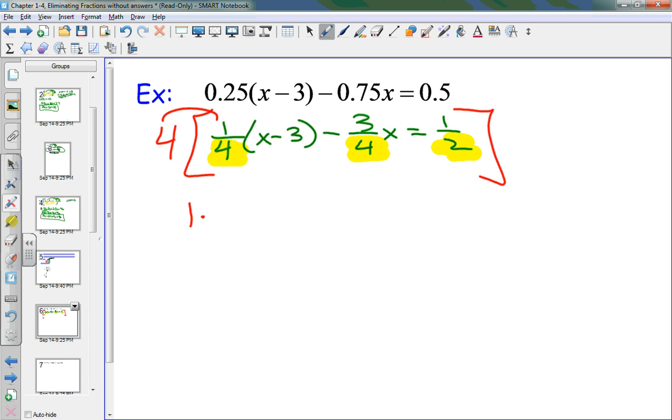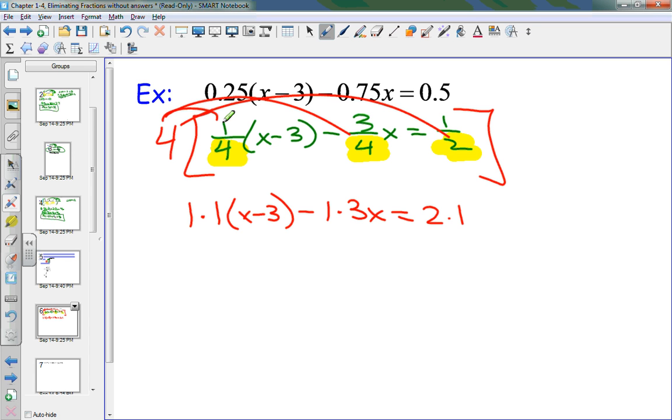Do I need this numerator of the 1? No, I don't, but I'm going to just bring it down completely so we don't have to overthink anything. We just are on autopilot. We're doing the same thing consistently. Go to the next one. What is 4 divided by 4? 1. And bring down the 3x. What is 4 divided by 2? 2, and then bring down the 1. Does everybody see that? Yay or nay?